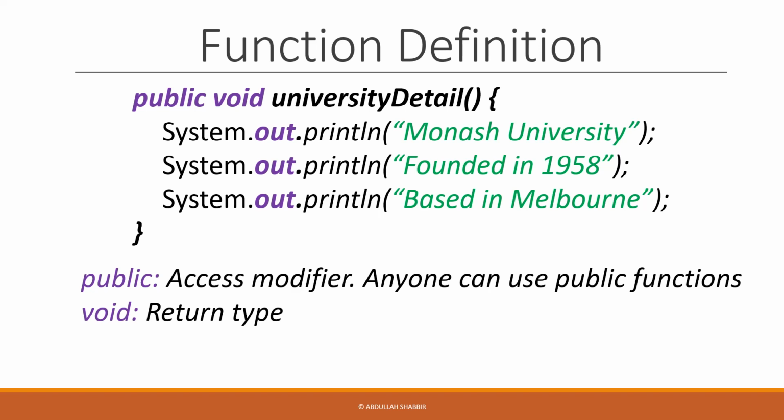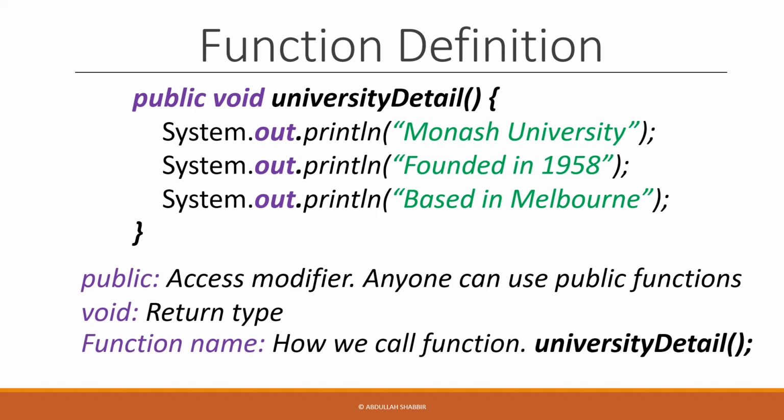After void, we just have the name of our function, universityDetail, followed by empty parentheses, which is how we can refer to and call our functions. And finally, we have the block of code that our function contains. It contains the printed university information in its curly braces. This is similar to how our if statement contains code inside braces. Now every time this function universityDetail is called, the block of code will be executed. And these are all the components of a function definition.